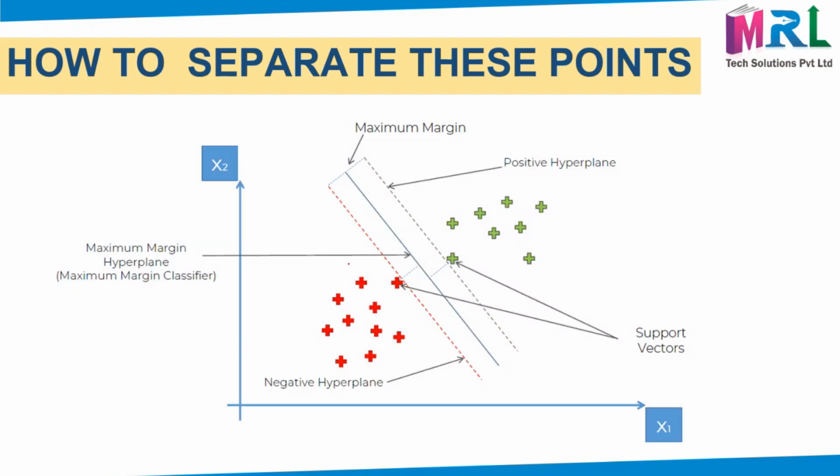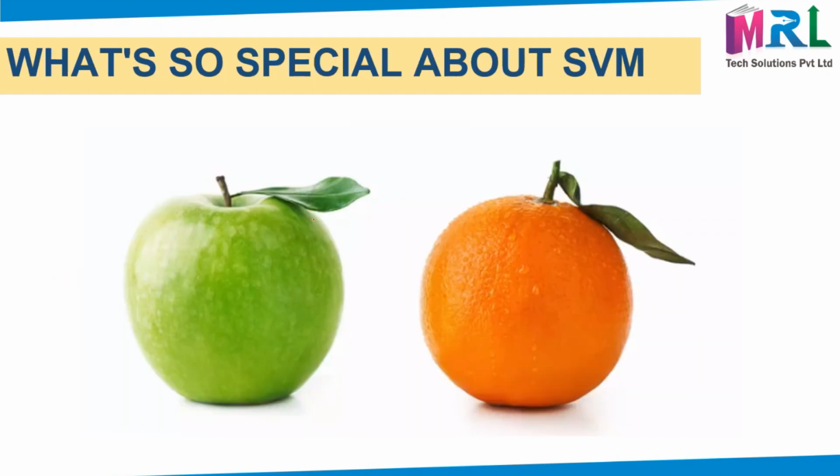So this is called the positive hyperplane, and this is called the negative hyperplane, and these two are support vectors, and this is the maximum margin. In that way, the support vector machines will work. Why are these 2 points very important? We will see what these 2 points mean with an example.